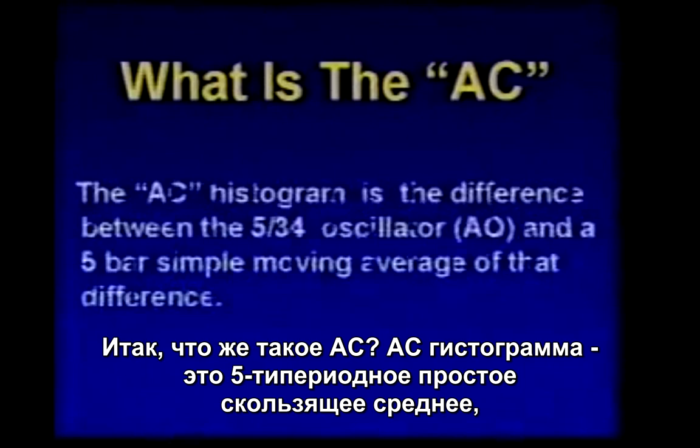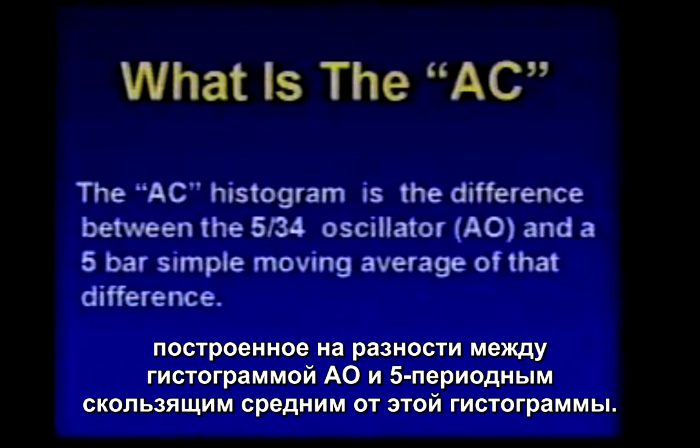So what is the AC? The AC is a histogram of the difference between the 5-34 oscillator, which is your AO, and a 5-bar simple moving average of that difference.